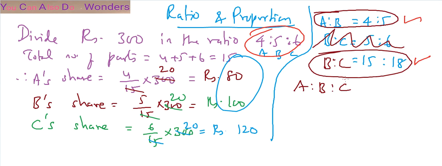Here we need to make the B term the same. See, B is here, this one. In the first ratio, the B term is 5, and in the second ratio, the B term is 15. So how to make them equal? If we divide 15 by 3, we'll get 5, correct? So B is to C.